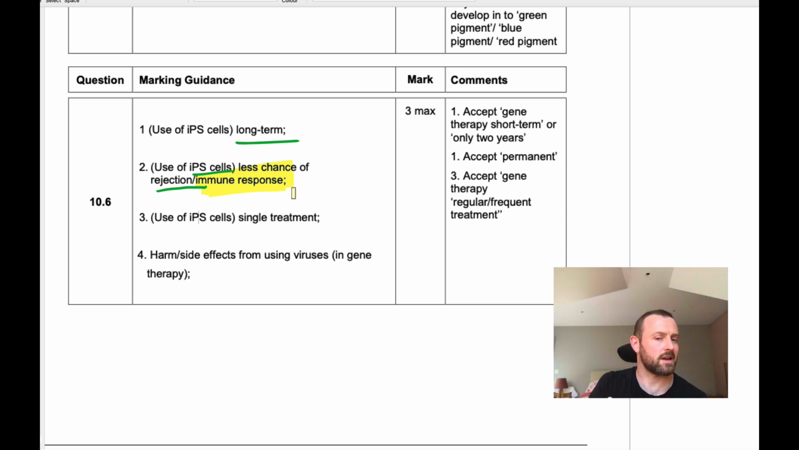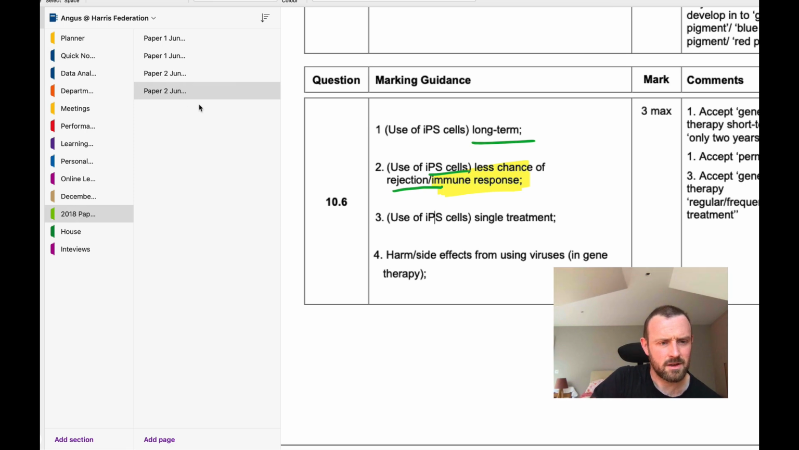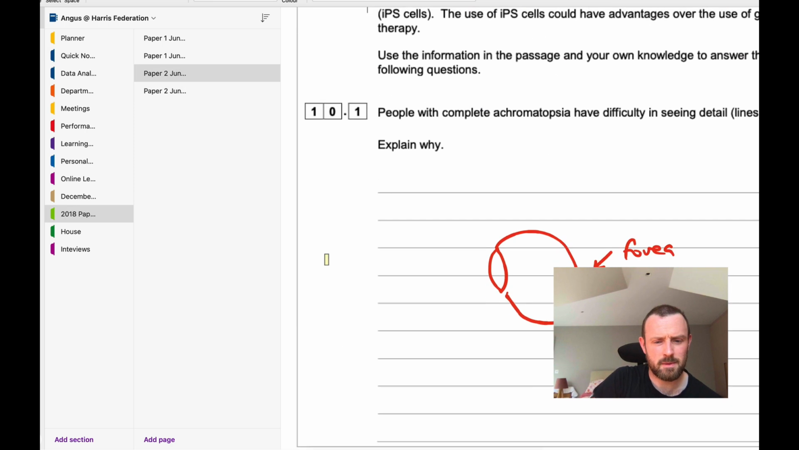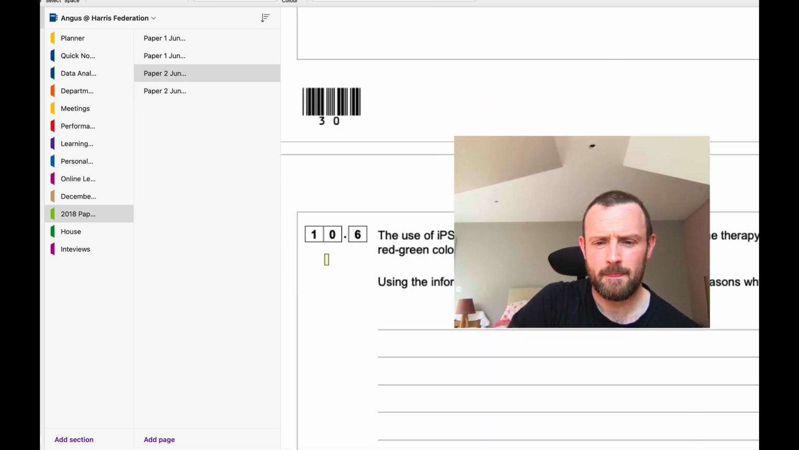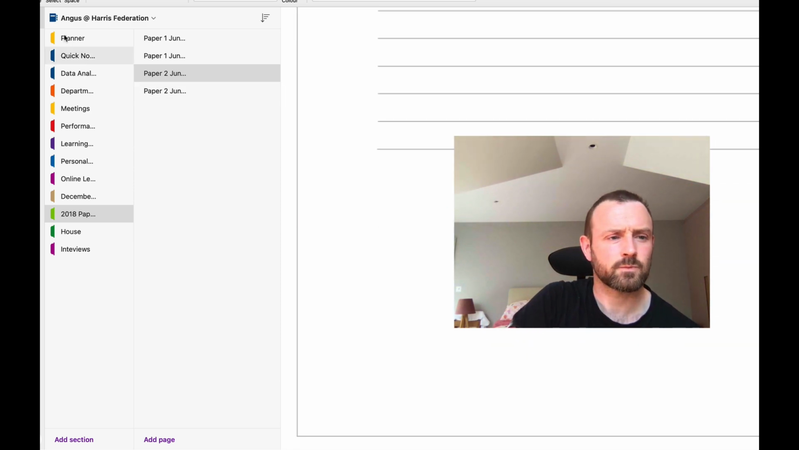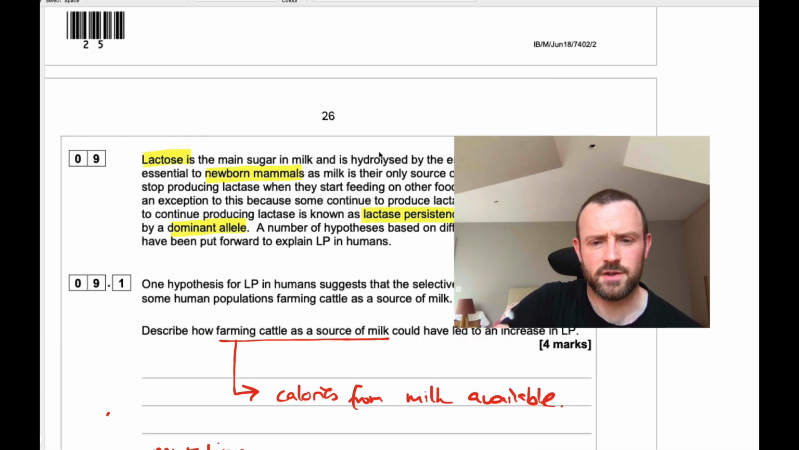I do still think here, and it's not mentioned, that you would have to genetically engineer the iPS cells. I'm surprised it doesn't mention that, but that is definitely true. And I think that brings us to the end of the paper. Is that the end of the paper? Yes, it is.